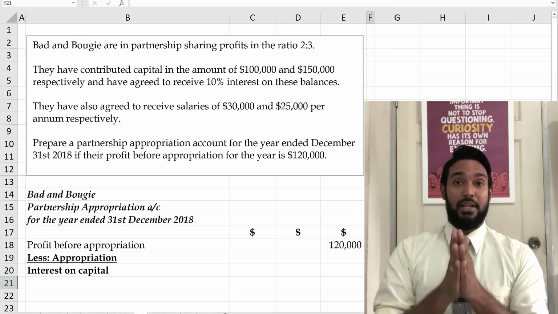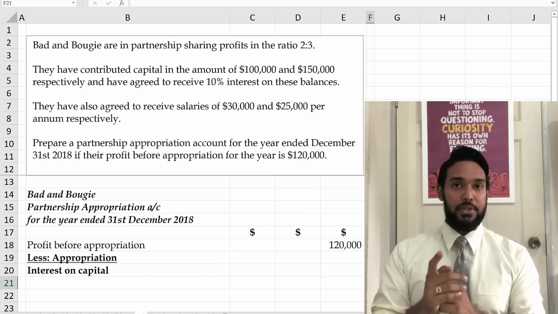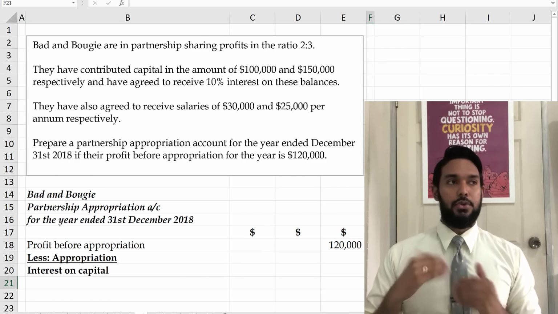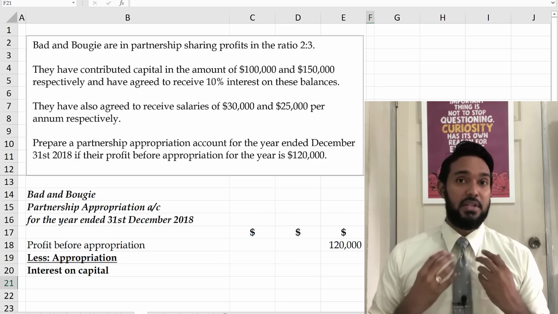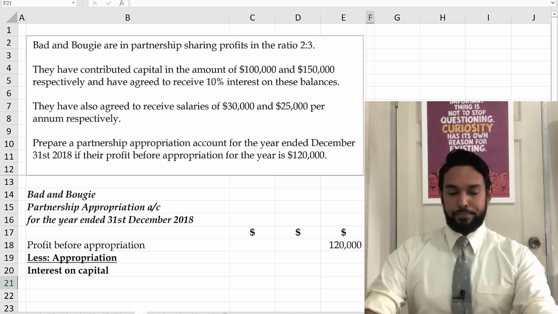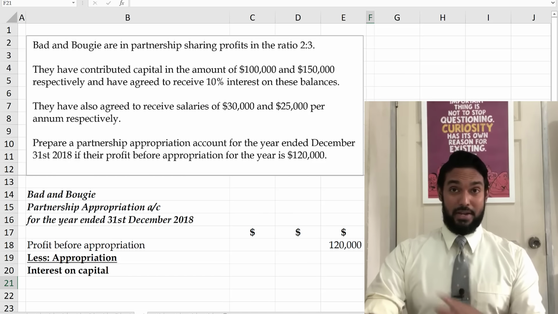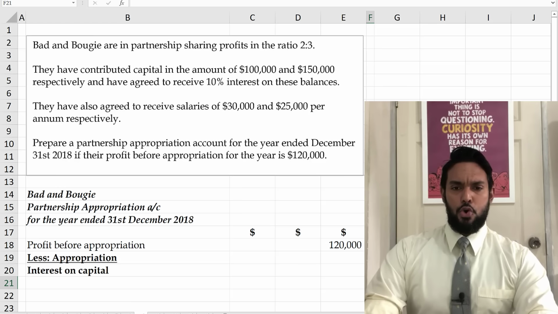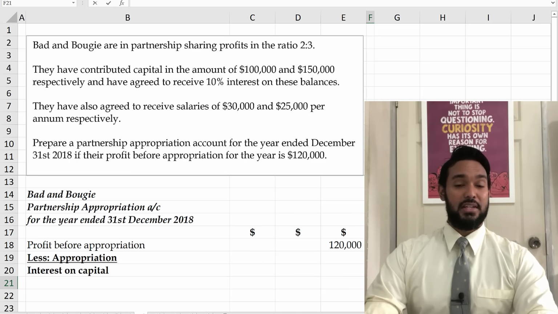Just by the way, like I mentioned before, there's no one right way to do this. You can put the salaries first, or you can put the interest on capital first. To me, it doesn't matter. Arithmetically, it's going to end up the same thing anyway, and once all the details are there, it's fine. So, let's do Bad. Bad has 100,000 of capital inside and is receiving 10% interest on said capital.